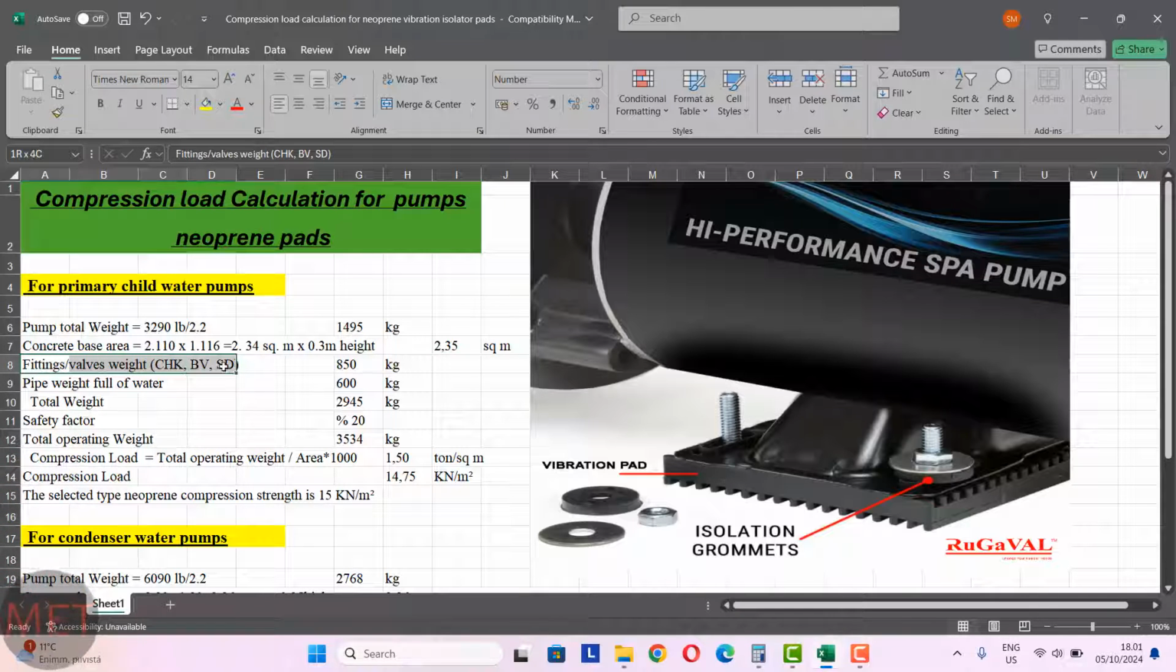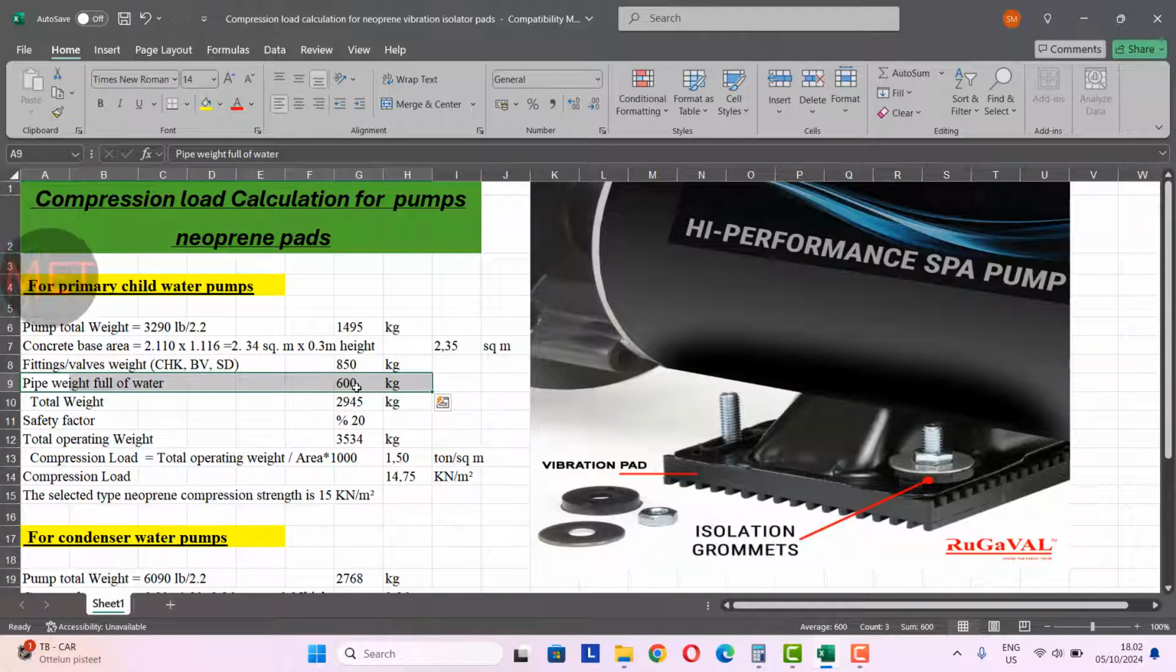Now we have to consider all the fittings and the valves which are coming on the pump side. It could be a check valve, ball valve, or any kind of valve, strainer. Everything has to be taken into consideration, and we have to sum up all the weight of those fittings and valves. Let's say the weight of all those fittings and valves is 850 kilograms, which is written in here. The next thing to consider is the pipe weight, which we have to consider when it's full of water. Let's say the pipe along with the water filled inside is a total of 600 kilograms, so we write this here.